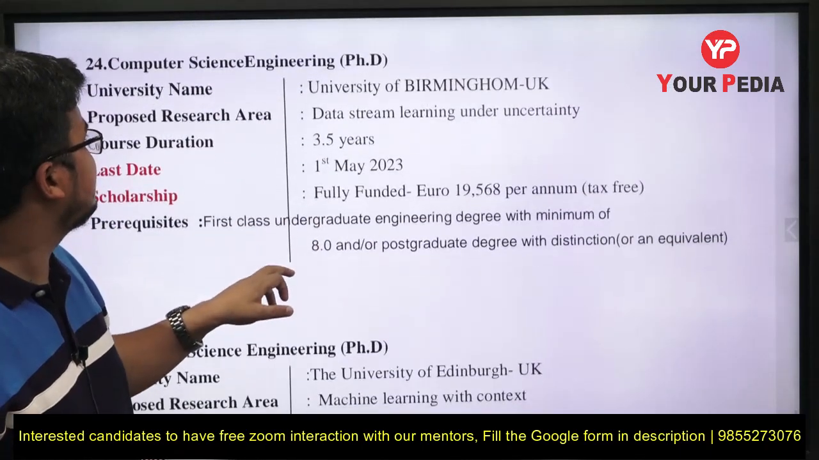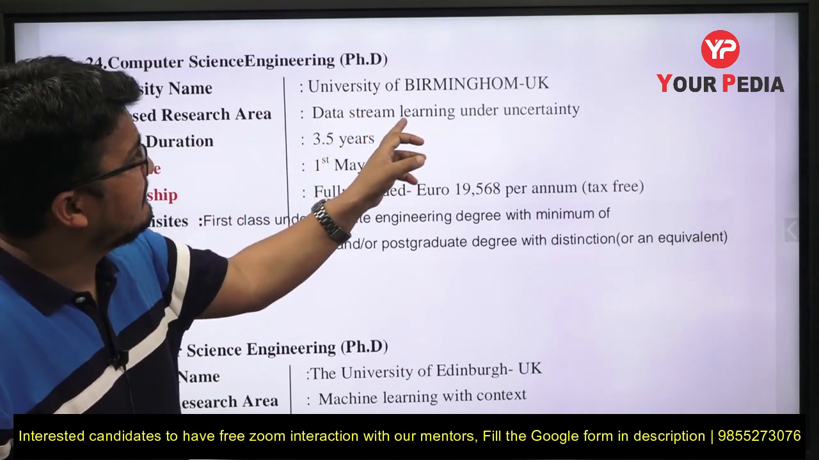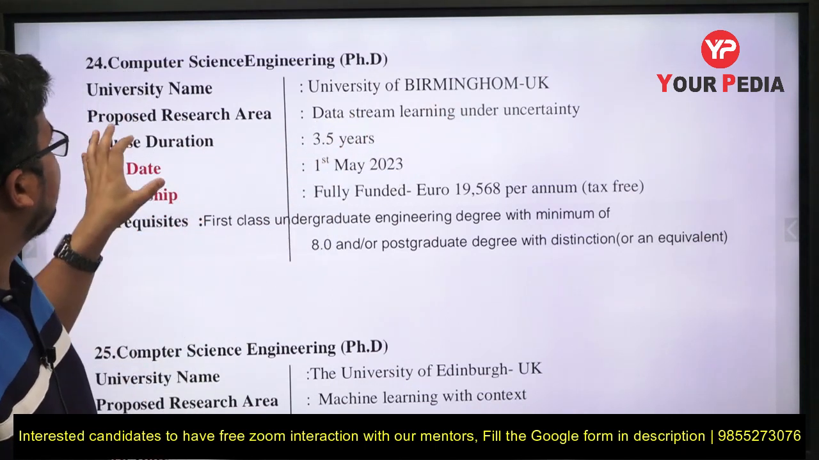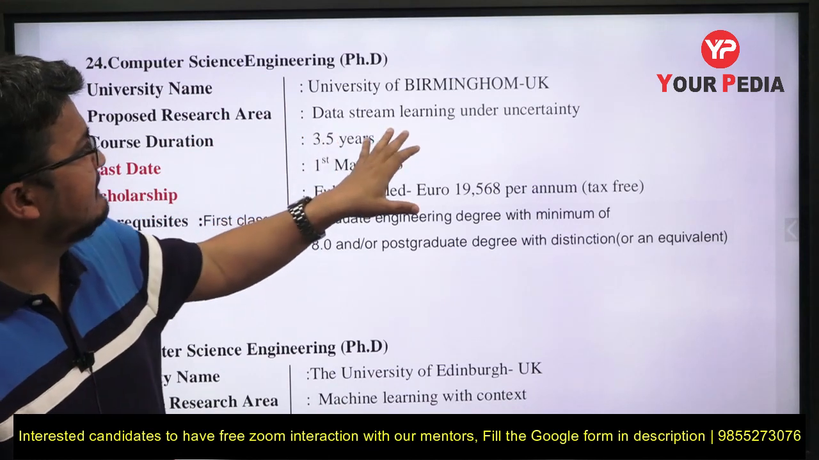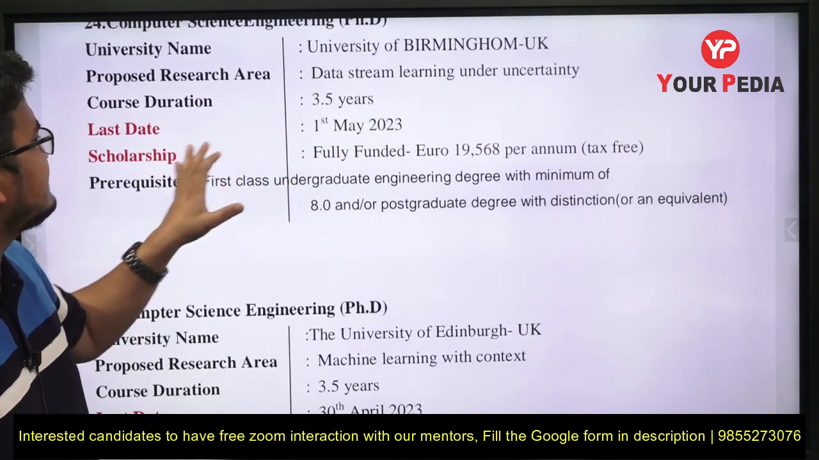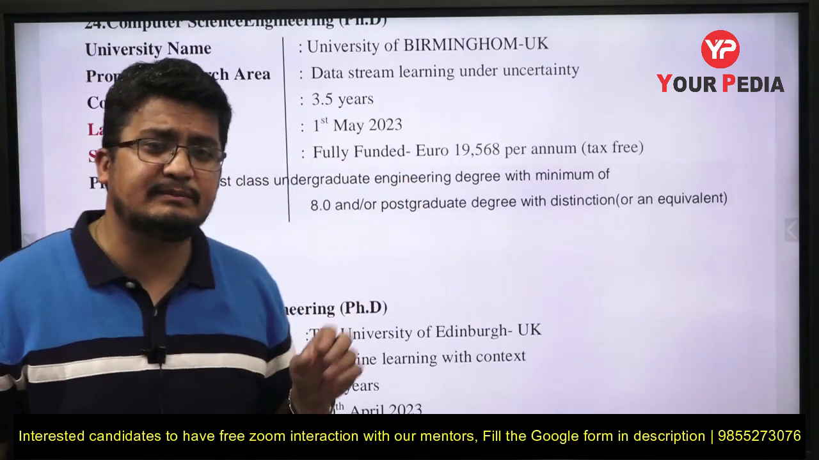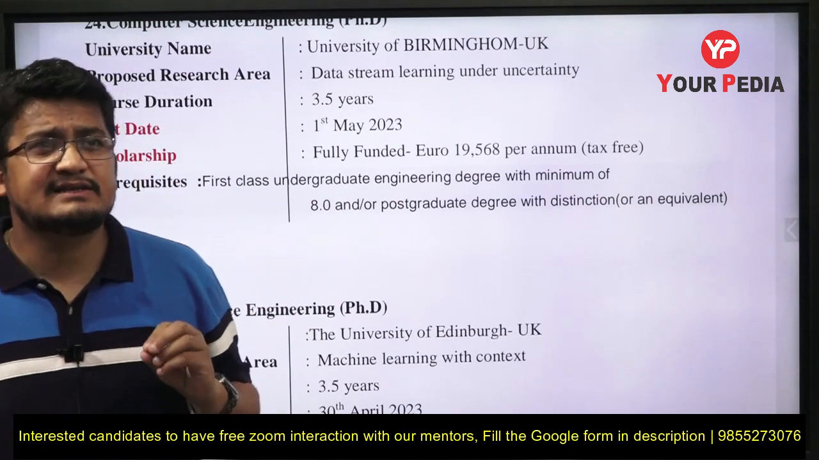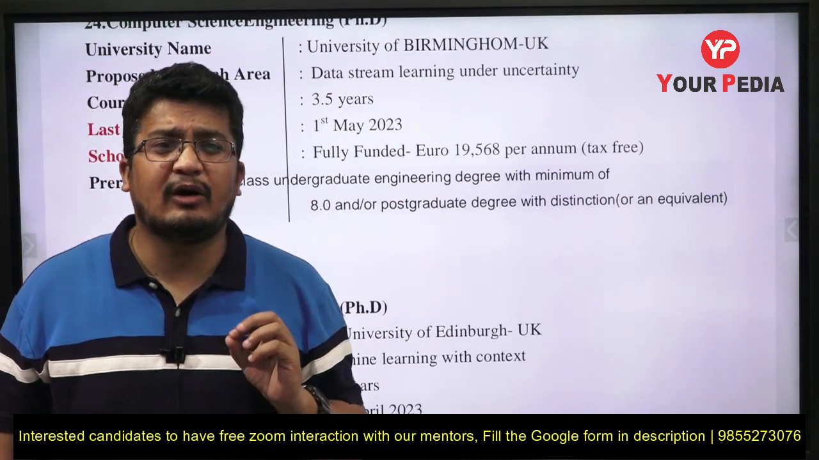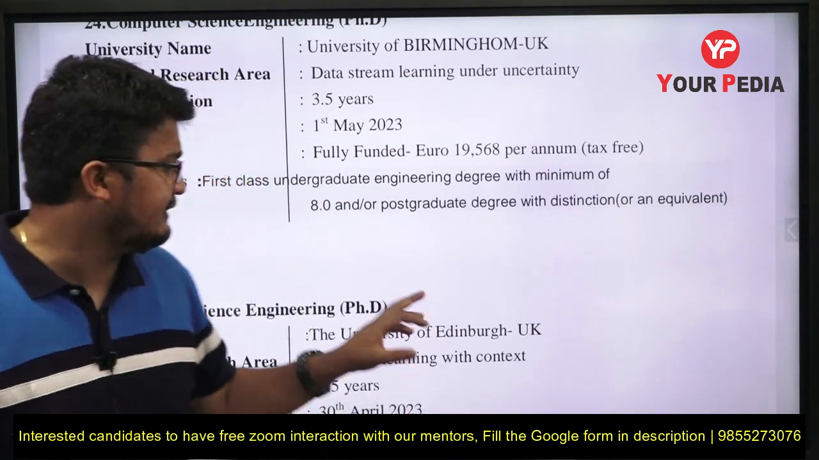Next position is, guys, for computer science engineering, PhD. It's at the University of Birmingham, UK, and the proposed research area is data stream learning and uncertainty, right? Duration is 3.5 years. Last date is 1st of May. It's a fully funded position, and they have some prerequisites. Prerequisite is, guys, a first class undergraduate engineering degree with a minimum of 8 and a postgraduate degree with distinction or equivalent. So these are the prerequisites.